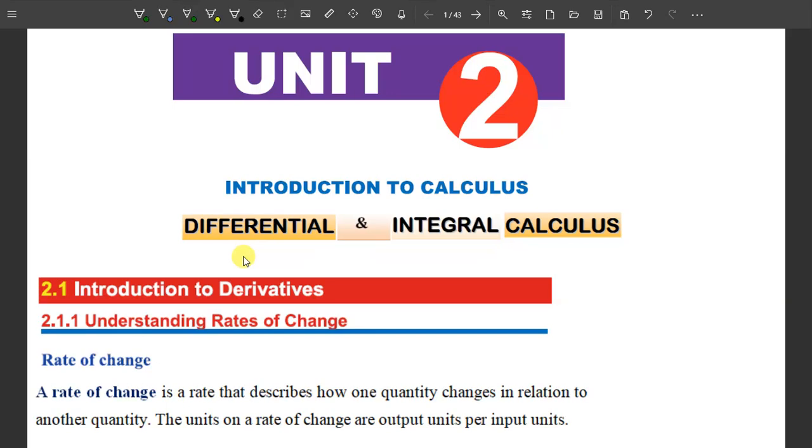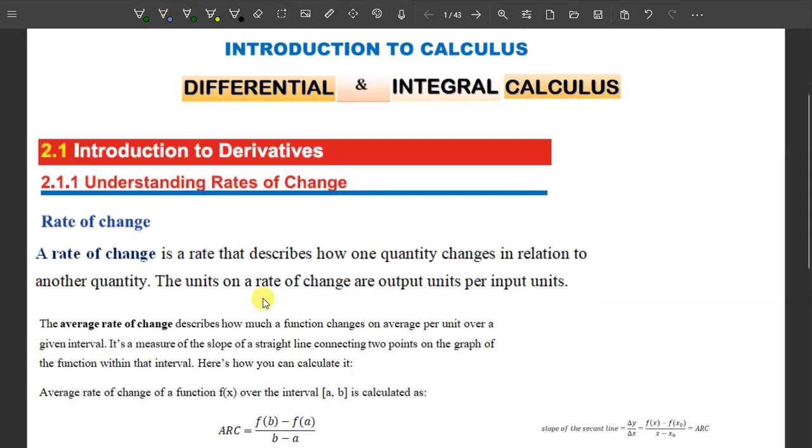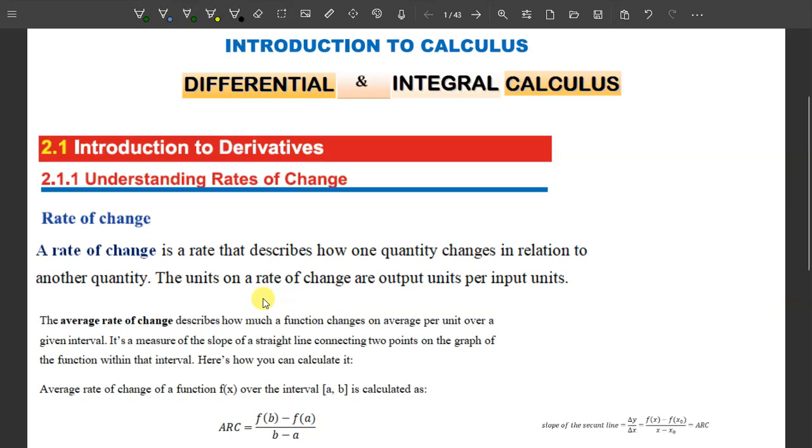Before we define what a derivative is, let us see what we should understand prior to defining the derivatives. To understand derivatives, we need to know the rate of change, the average rate of change, and the instantaneous rate of change. Now let us begin with rate of change. What is the rate of change?